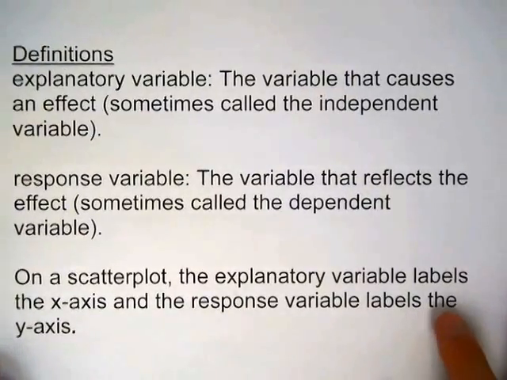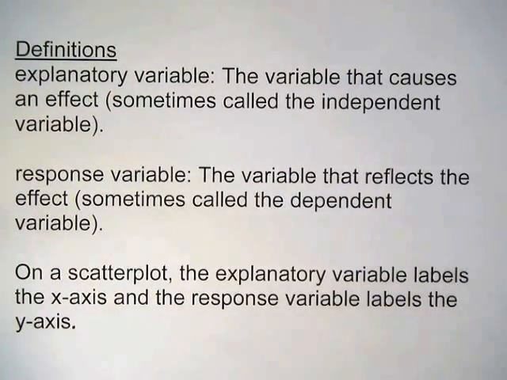Let's make sure we have a good working definition of what an explanatory variable is and what a response variable is. So an explanatory variable is the variable that causes an effect, sometimes called the independent variable. And the response variable is a variable that reflects the effect, sometimes called the dependent variable. Okay, on a scatter plot, the explanatory variable labels the x-axis and the response variable labels the y-axis. So basically whatever your x variable is, that's going to be your explanatory variable. Your y variable will be your response variable.